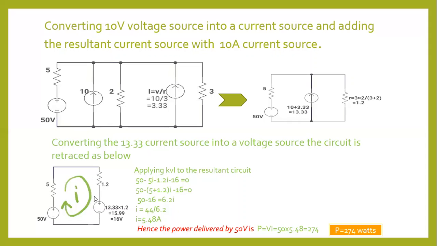This is just the current across the closed path. We have to find the power across this now. The basic formula is P equals V into I, the product of voltage and current. Voltage is 50 and current is 5.48, which we found just now. Hence, the resultant power delivered by the 50 volt source is 274 watts. The unit is most important; you have to write the unit also.